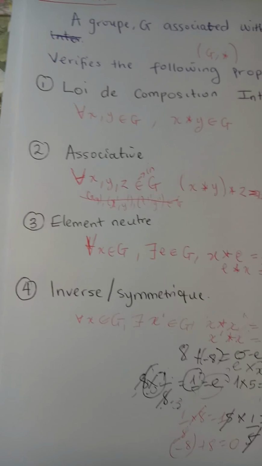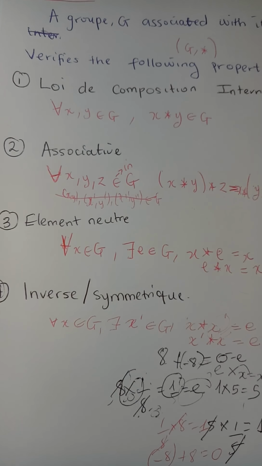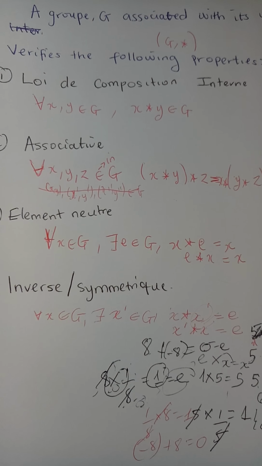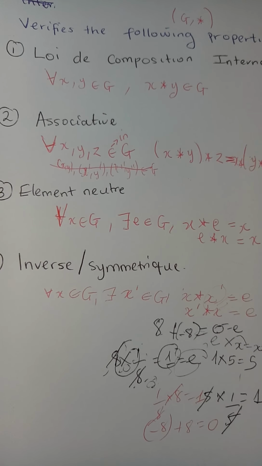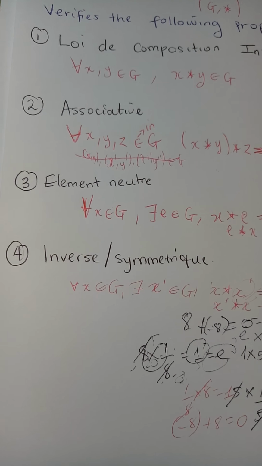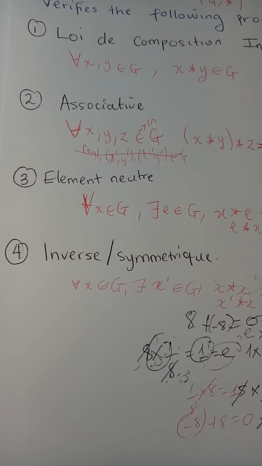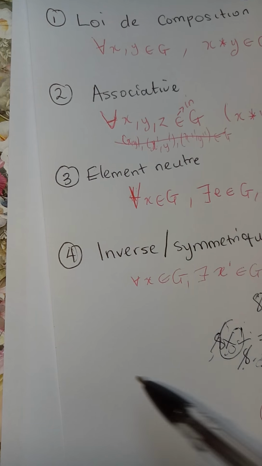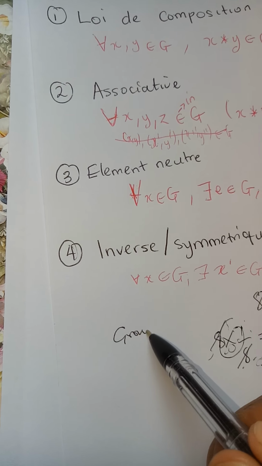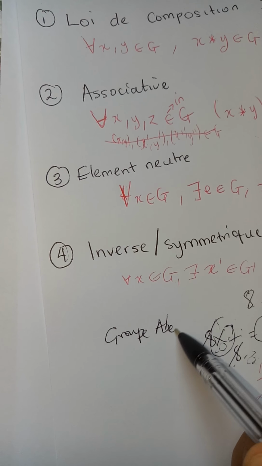So at the end, what have we gotten from the definition of this? We've said that it is said to be a group if it verifies the loi de composition interne, associative, element neutre, and inverse or symmetric. Now there is one more thing, something we call the group abelien.